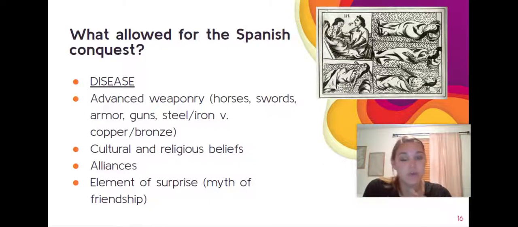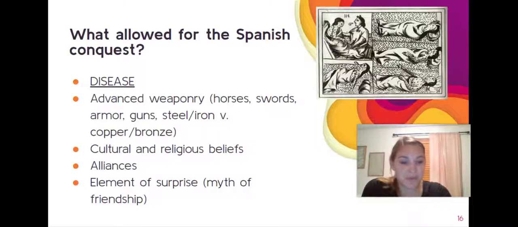If you think back to our previous lesson on the Columbian Exchange, 90 to 95% of indigenous peoples were killed from diseases spread by Europeans. And so millions of indigenous peoples will be killed even as this conquest is taking place. So disease is going to be the primary factor that allowed for the Spanish conquest.